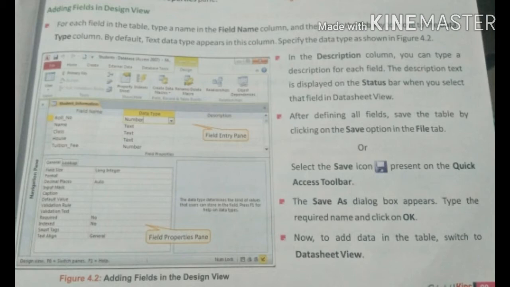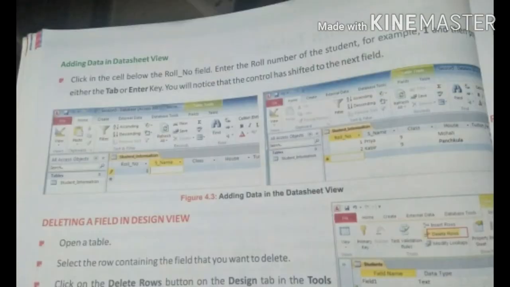Now to add data in the table, switch to datasheet view for adding data. Adding data in a datasheet view. In figure 4.2, we can see the place where we can add data. Below the roll number field, enter the roll number of the student. After entering, press the Tab key or Enter key.